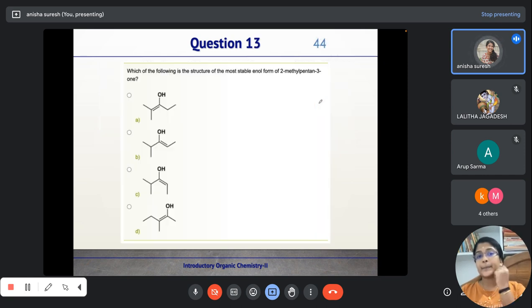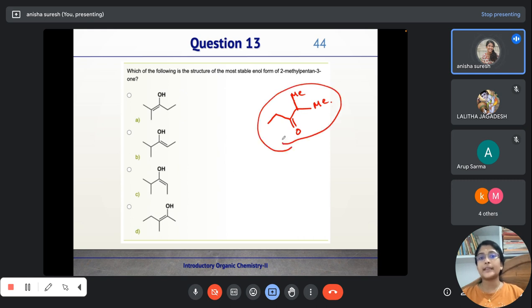Now coming to question number 13. Which of the following is the structure of most stable enol form of 2-methyl pentan-3-one? Pentan-3-one means 1, 2, 3, 4, 5. 2-methyl. This is 2-methyl pentan-3-one. So what will be the most stable enol form?